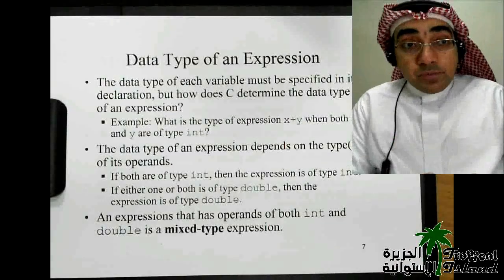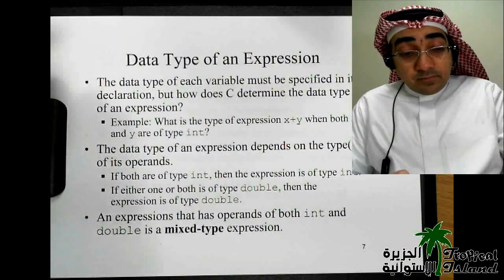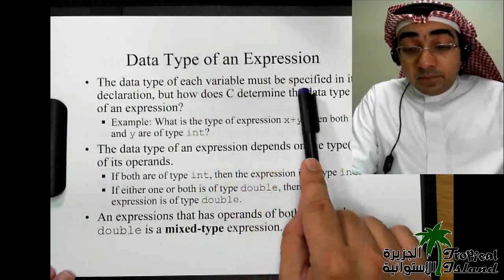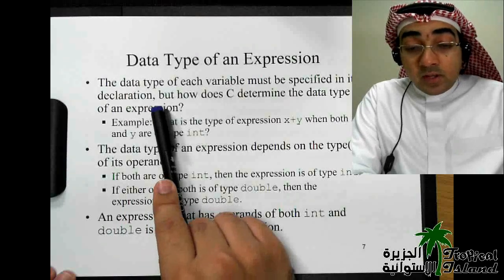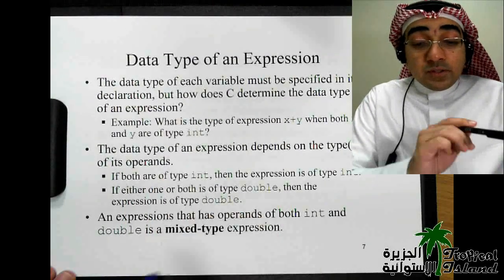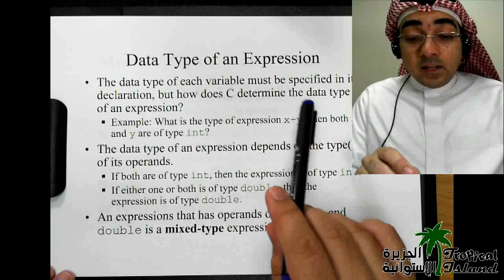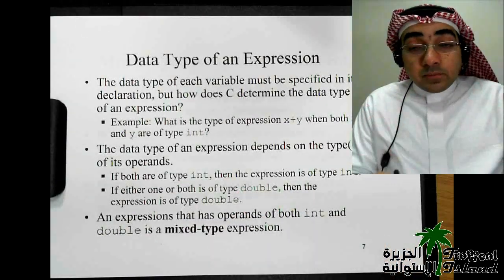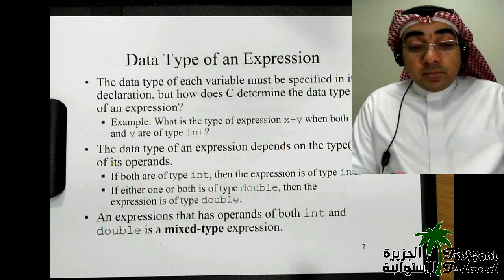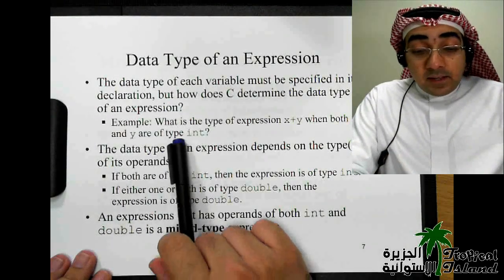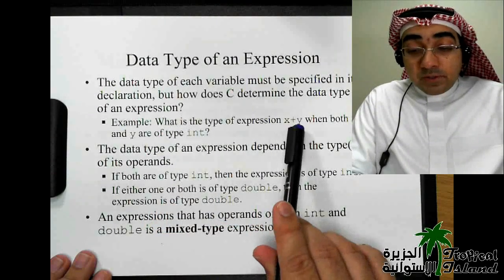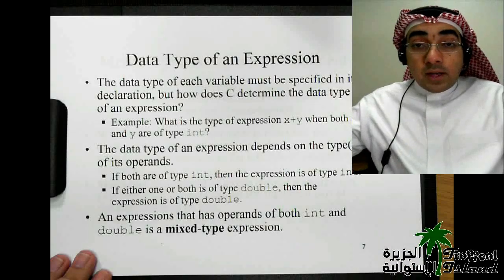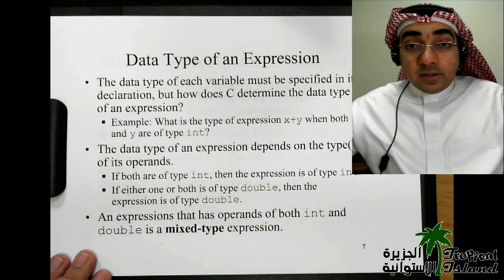So data types and expressions. Okay, so over here what we're saying is that the data type of each variable must be specified in the declaration. This is well known, but the question then becomes, how does C determine the type of an expression? If we have multiple variables, how does C determine the type of an expression? Example, if we had an expression x plus y, when both x and y are of type integer, what is the result of x plus y? That is the question that we are basically asking here.